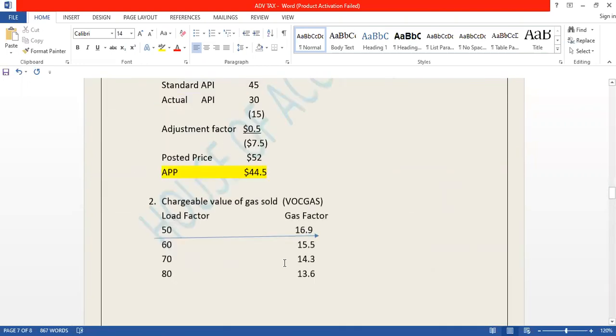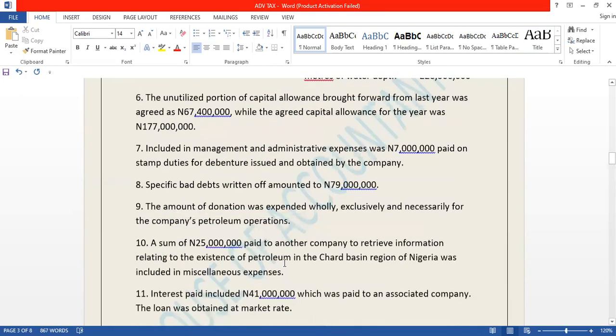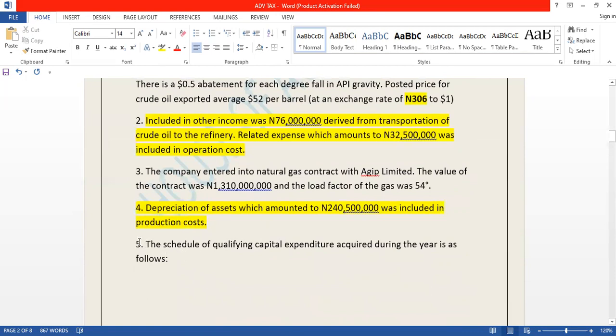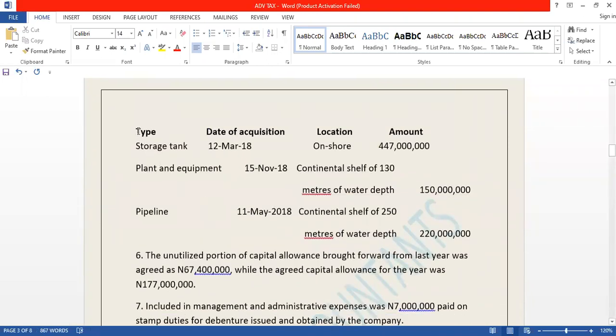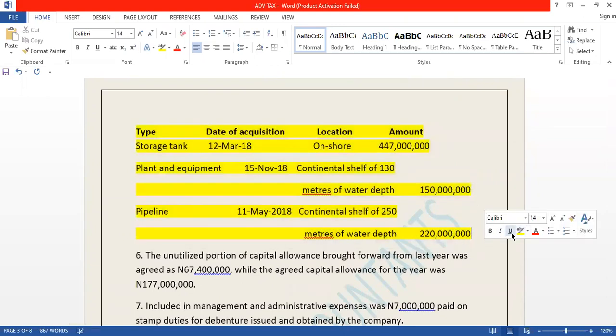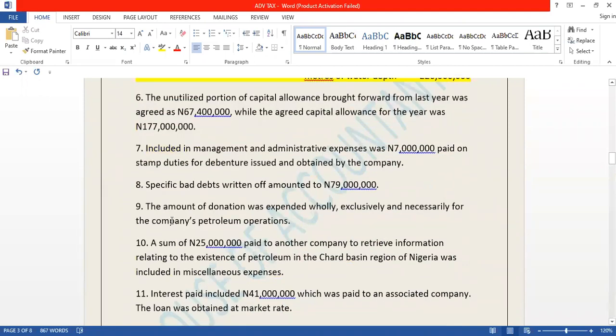Maybe we should treat all these notes first. Let's treat all the notes first. We have done this note 5. We've done note 3. We've adjusted for that. We've done note 5. We've done this as well. Then note 6. Note 6 is talking about capital allowance. When we get there, we make use of it.